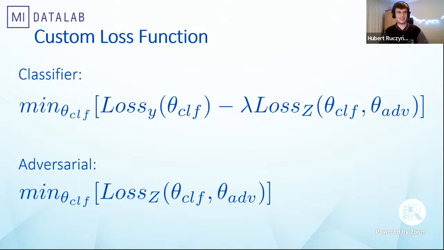The adversarial doesn't care about the prediction accuracy of the classifier. It is only concerned with minimizing its own prediction losses. So during the whole process, it tries to get better at classifying the sensitive value.